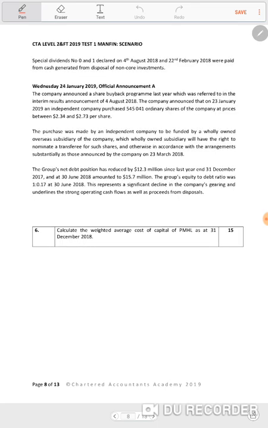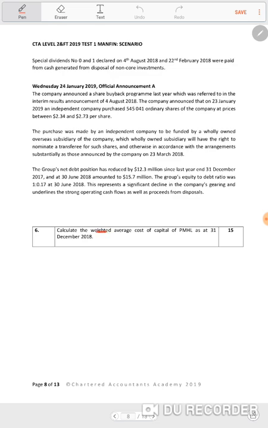Today we're going to be doing our revision for the CTA level 2 and full-time 2019 test 1 on the Manfin paper. So without going any further, let's get down into detail. Today we're going to be doing required 6. Calculate the weighted average cost of capital of PMHL as at 31 December 2018.